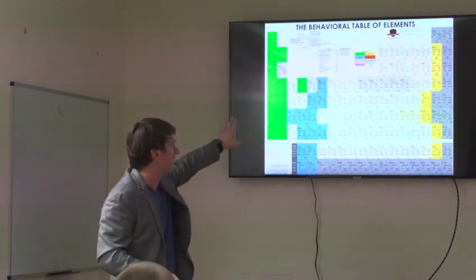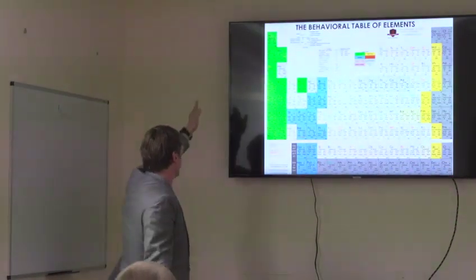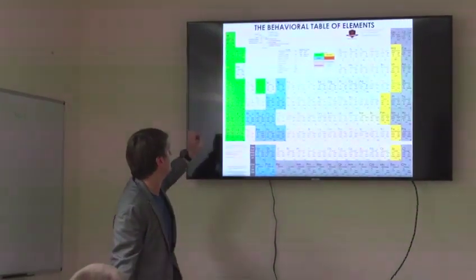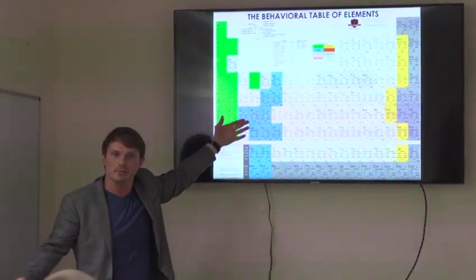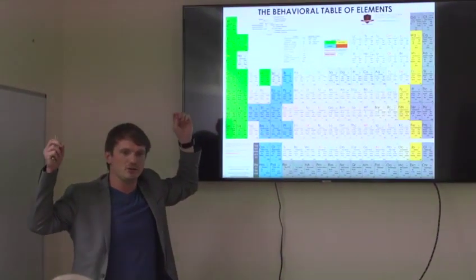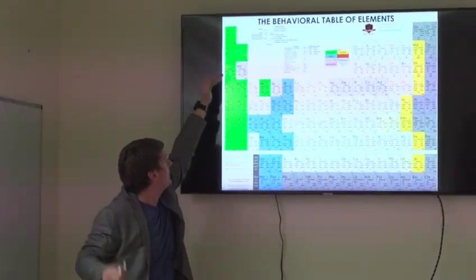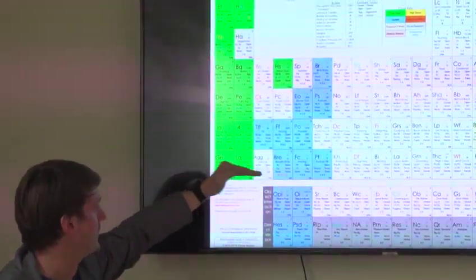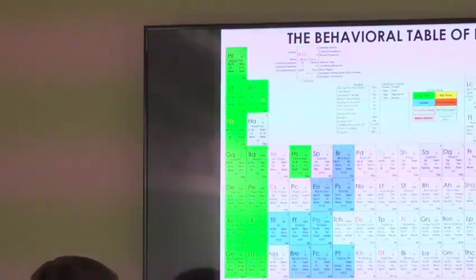So this is the behavioral table of elements. Okay? So you have A through G, you have 1 through 18. Now these are all gestures. This is basically the alphabet of gestures. They go from the upper area, from the head, down to below the waist. And then you have here object interactions and direct verbal.